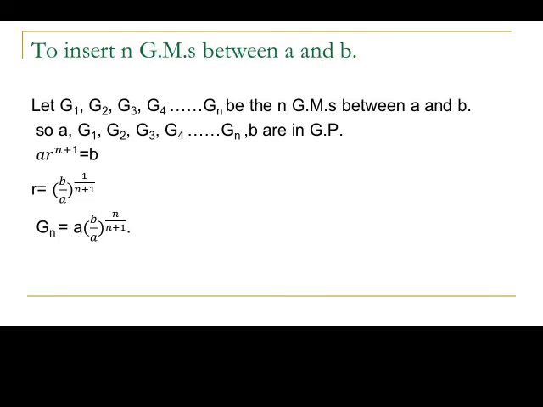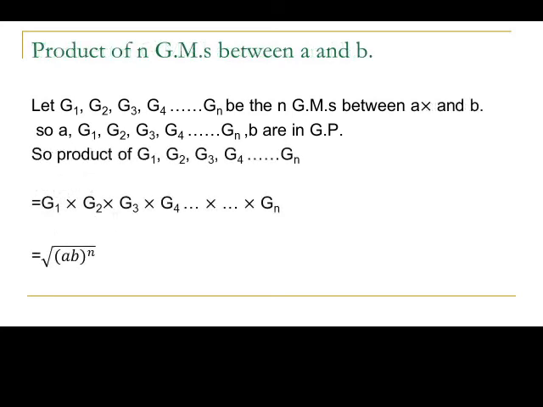Now we have to insert n number of elements between A and B, and the required sequence must be in geometric progression. Let G1, G2, G3, G4, and so on up to Gn be the n geometric means between A and B. So A, G1, G2, G3, G4, up to Gn and B are in GP. So A R raised to the power n plus 1 equals B, meaning this is the n plus 2th term and the n plus 2th term is B. So A into R raised to the power n plus 1 equals B. So here R equals B upon A raised to the power 1 upon n plus 1. This is the value of R. So Gn equals A into B upon A raised to the power n by n plus 1.